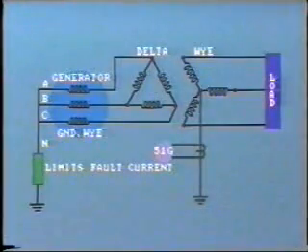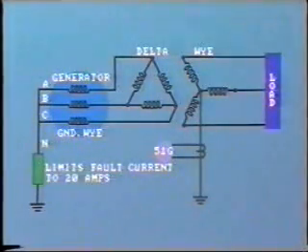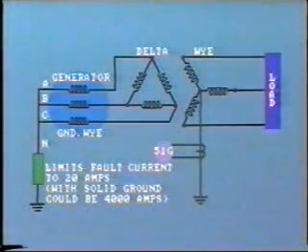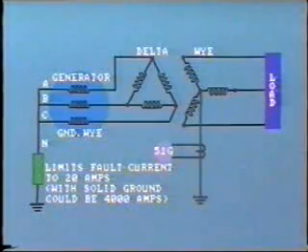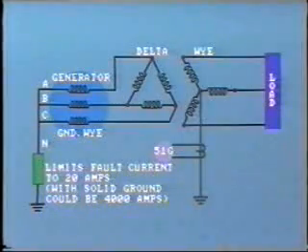To give you an idea of the order of magnitude, the grounding impedance may be sized to limit the magnitude of ground fault current to, say, 20 amps. This is far less than would be the case with a solidly grounded neutral, where the fault current could be in the order of, say, 4,000 amps. But what is the advantage of impedance grounding? Well, by reducing the magnitude of fault current, we are reducing the amount of damage that it can do.